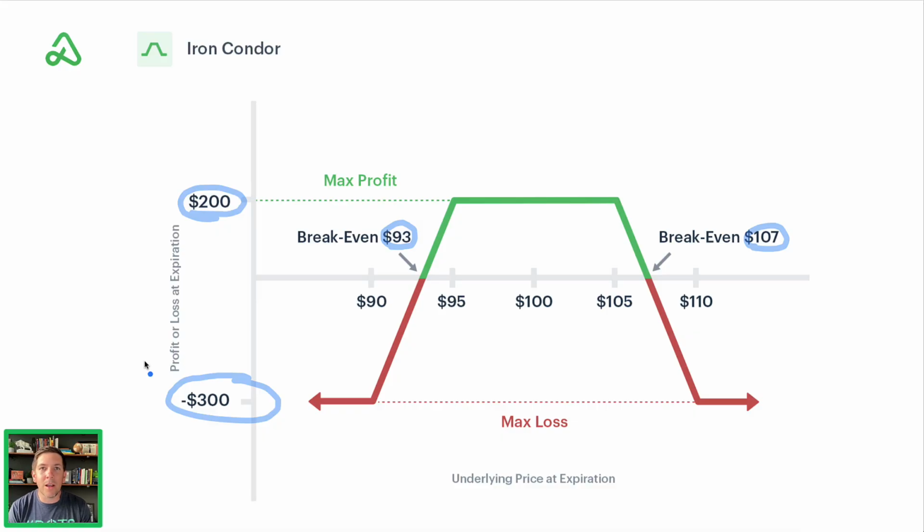So that's why people love iron condors. That's why I trade a lot of iron condors personally, because you have defined profit, defined risk, you know exactly what you're working with, and the stock just has to stay range bound, which is why I generally like it.